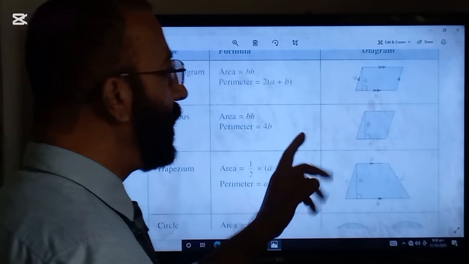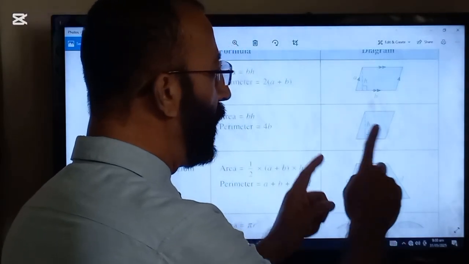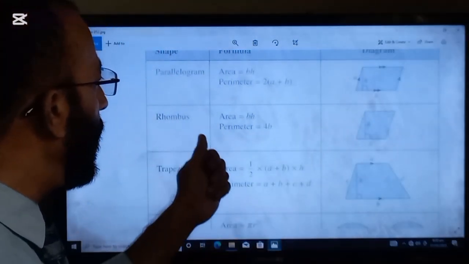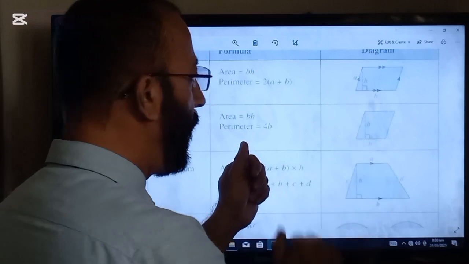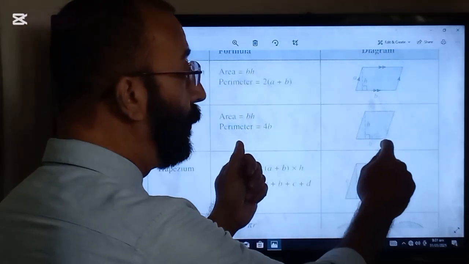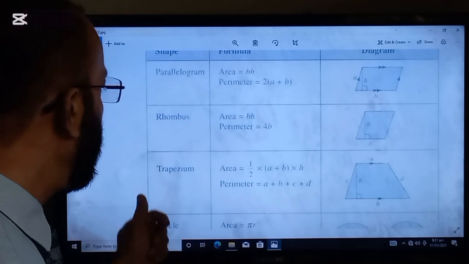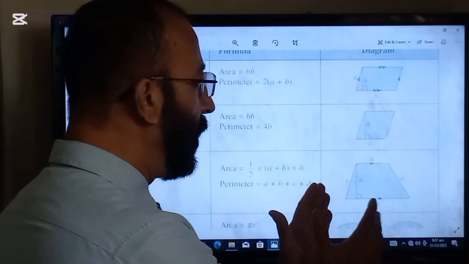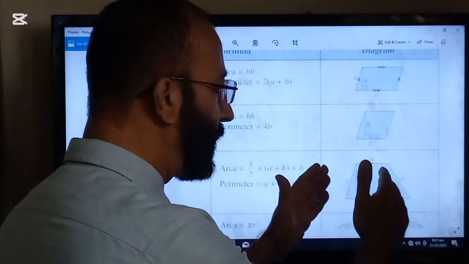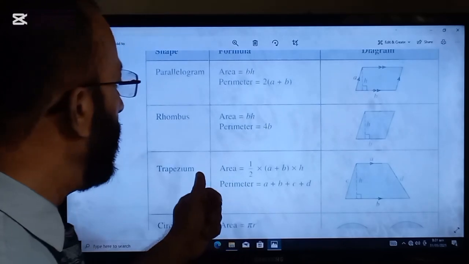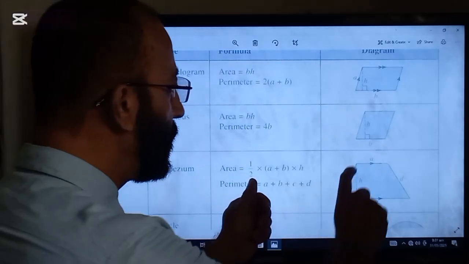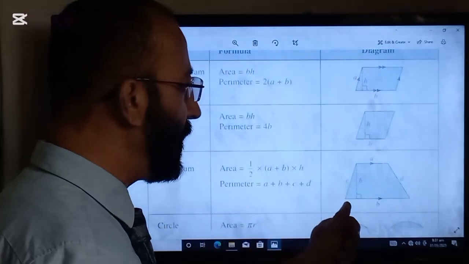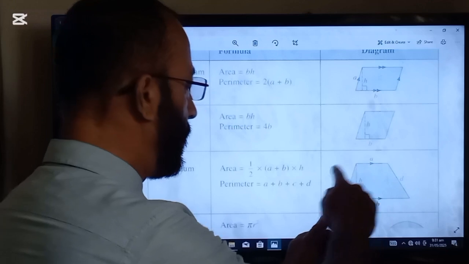Rhombus. Rhombus is a special figure in which all sides are equal but none of the angles is 90 degrees. The area of the rhombus is base into height and the perimeter is 4L. Next figure is trapezium. Trapezium is a figure in which one pair of sides is parallel and the other pair of sides is non-parallel. The area of the trapezium is 1/2 into the sum of the parallel sides multiplied by height. And the perimeter of the trapezium is the sum of the outer boundaries.